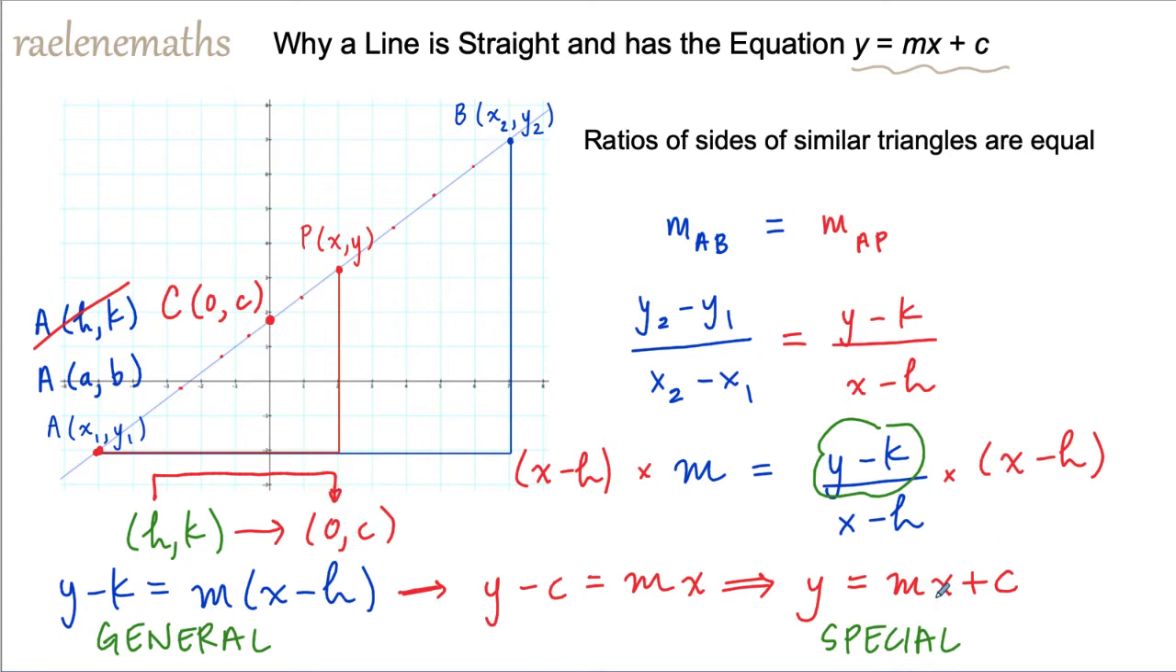So if you were only to learn one form of the line, it would be the y minus k equals m times x minus h form, because it allows us to use any point on the line and not just the y-intercept. Well, there we have it. We finally come up with why the equation of a line is given by y equals mx plus c.